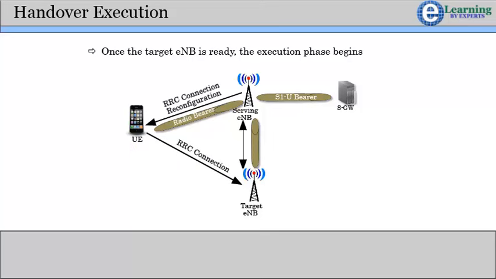Note that any new packets arriving at the SGW are still sent to the serving ENB and then forwarded to the target. Depending upon the design of the ENB, the forwarded data may be buffered until the UE establishes the radio bearer with the target.